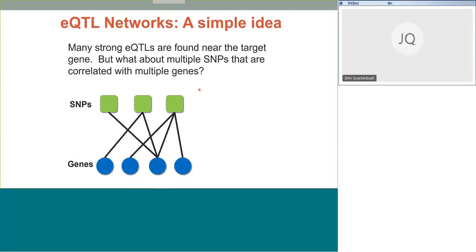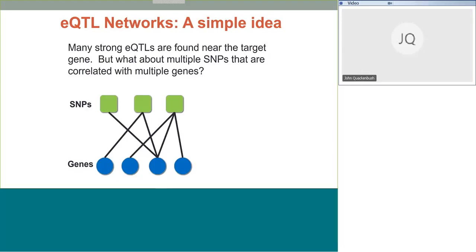So what's a bipartite graph? The idea is very simple. A bipartite graph has 2 types of nodes. You think of them as squares and circles, or SNPs and genes, and we represent an edge, a connection between them, if there's a significant association between the SNP genotype at a particular locus and the expression of a particular gene. So you can imagine from looking at 6 million SNPs and 25,000 genes, we have lots of many-to-many connections.